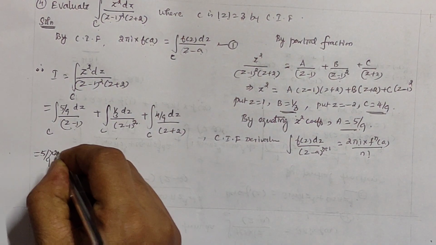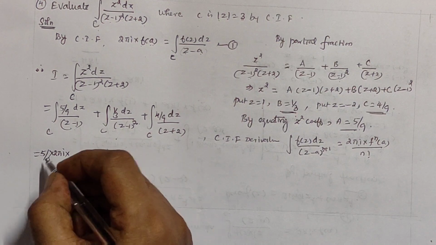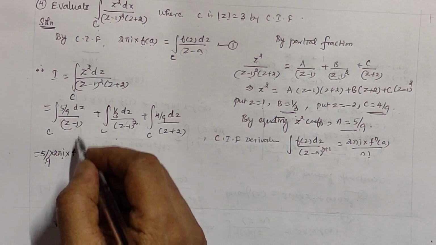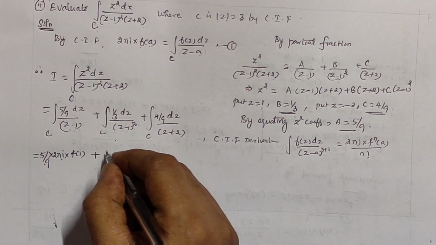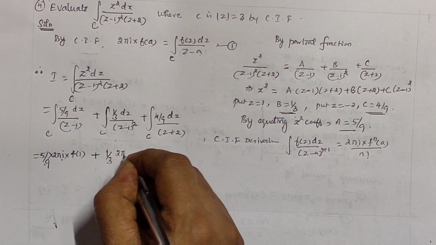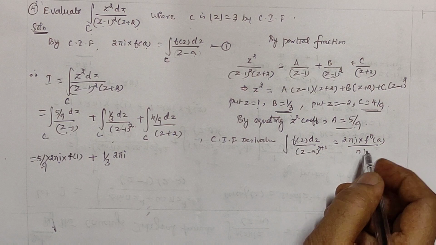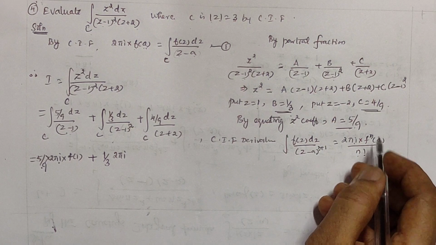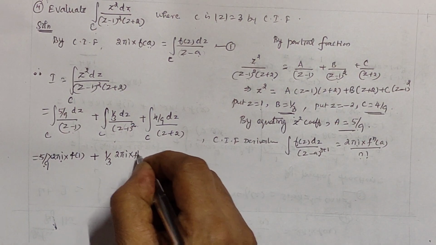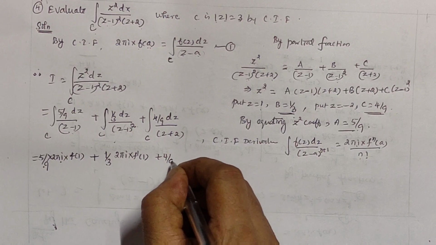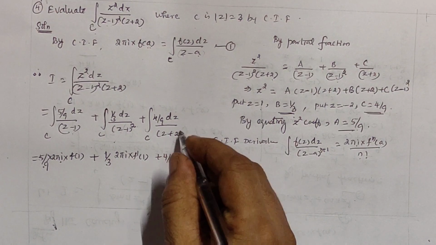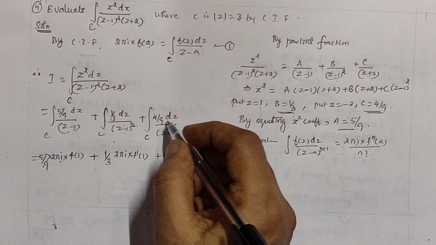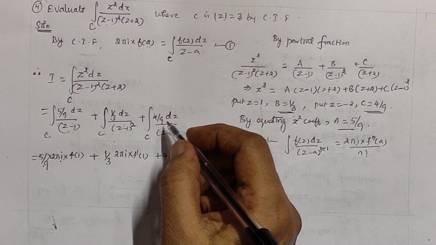Therefore, you can apply Cauchy's integral formula, which is 2 pi i into f of 1. f of 1 is 1 here, and this is 1 by 3 into 2 pi i. Here we have f n of a by n factorial, n is 1, so f dash of 1 will be 0. Plus 4 by 9 into 2 pi i. Since this is linear, you can apply this formula, and it is equal to f of minus 2, which is 1.